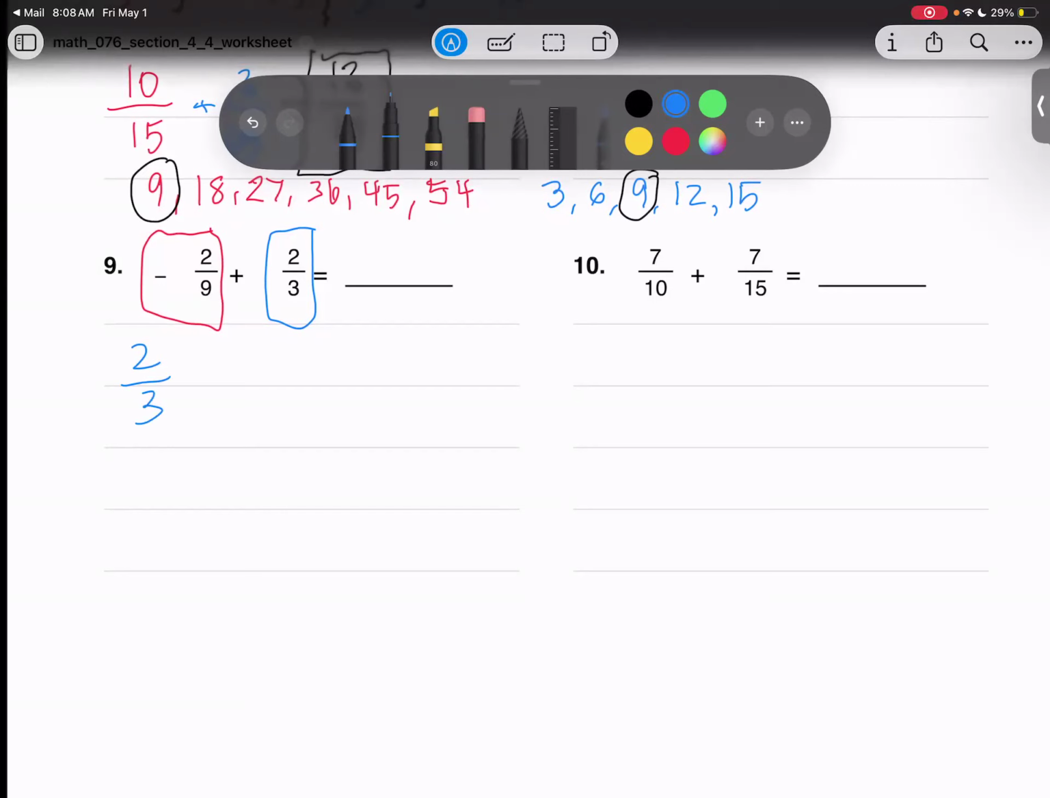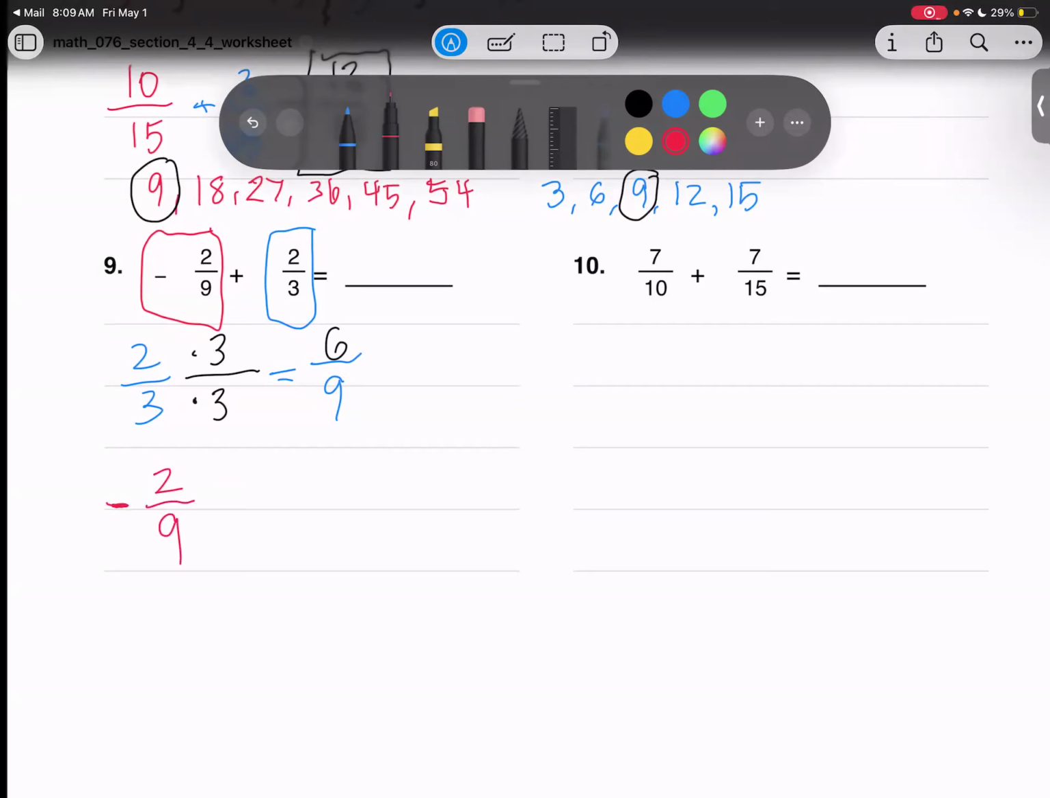2/3, and I want to make it into ninths. Okay, so I'm going to figure out what I need to multiply numerator and denominator by. 3 times what is 9? 3, so 3 times 3, and 3 in the numerator. 2 times 3 is 6. 6/9. Okay, so I've got negative 2/9. I'm going to rewrite that so the negative's out in front of it.